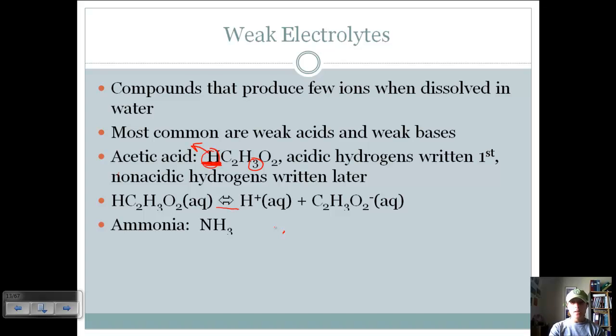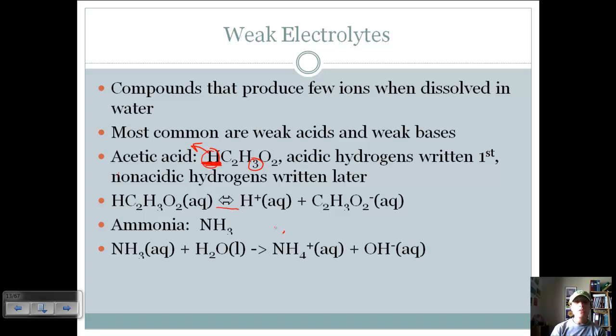Okay, so ammonia is a weak base. Here we've got it reacting with water, and it's producing the ammonium ion and then the hydroxide ion.